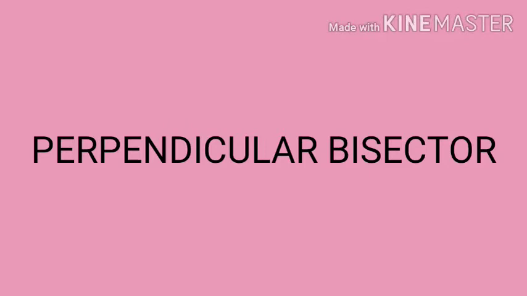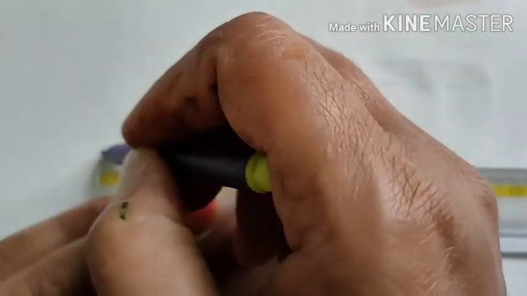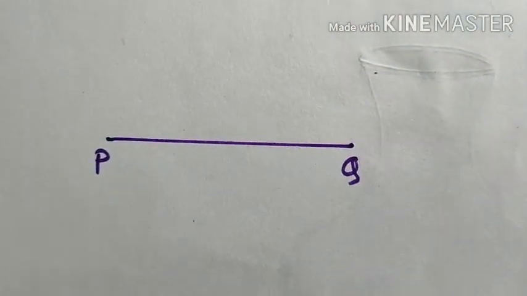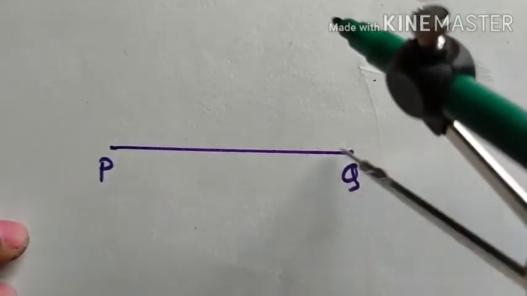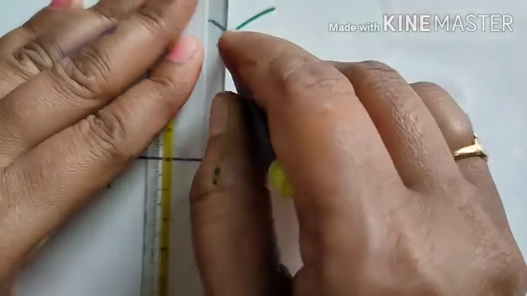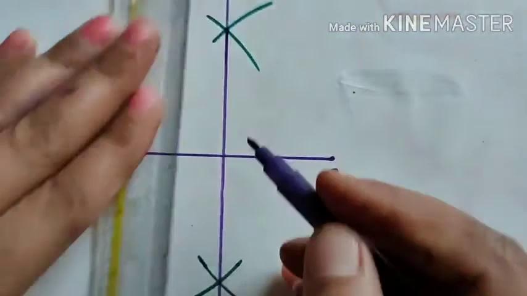Let's draw perpendicular bisector of a line segment. Take segment PQ of any length. Take distance more than half approximately in compass and draw arcs upside and downside of the segment, taking centers P and Q. We'll get 2 points. Join the 2 points and we'll get the perpendicular bisector.